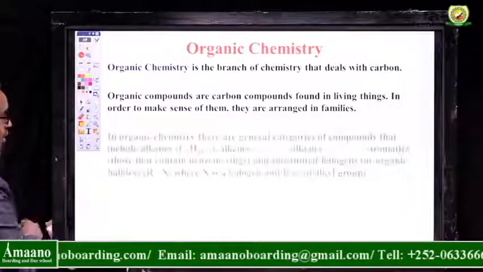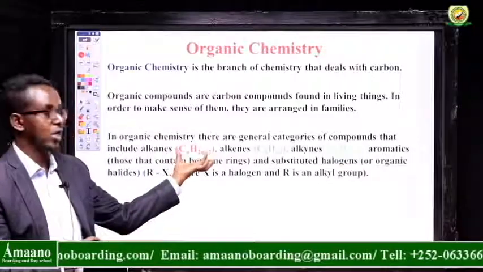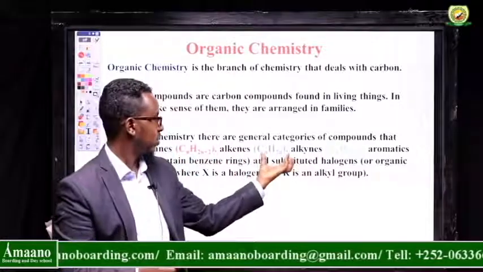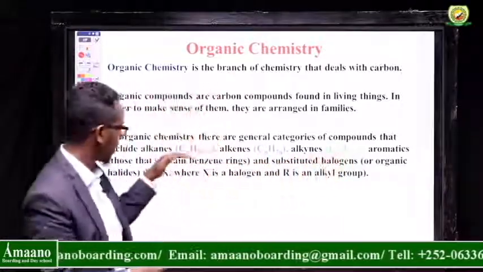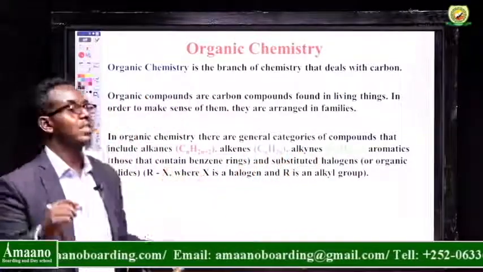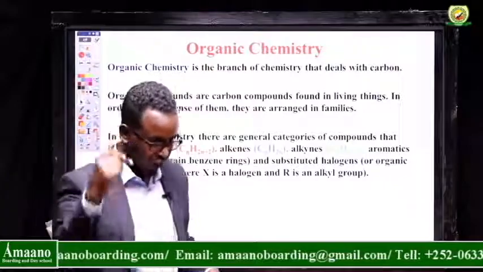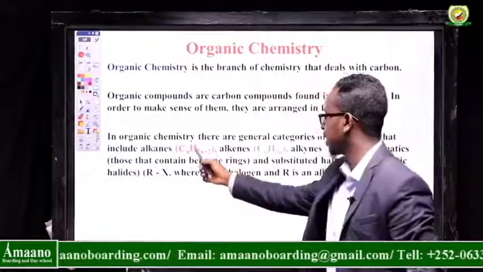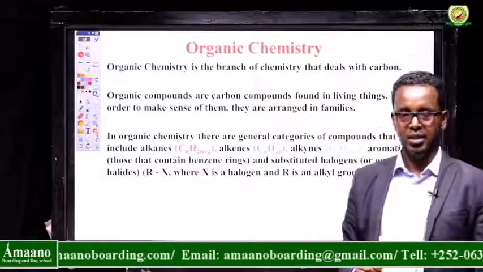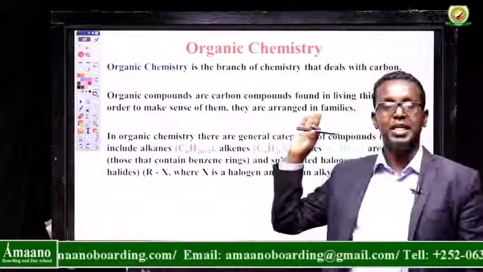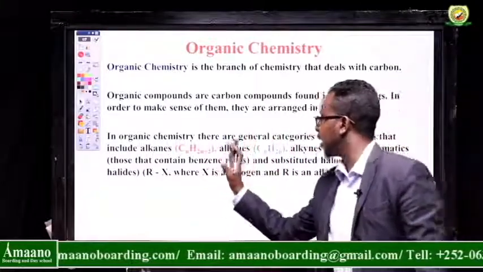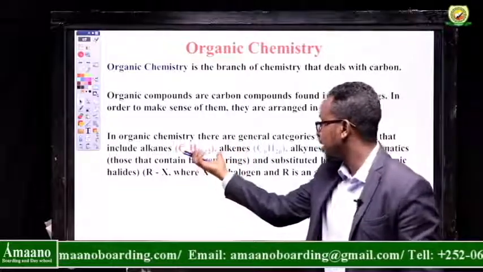Consider here. We have a general formula. This kind of formula is called a general formula or family formula. Consider these three different formulas. These three different formulas indicate three different families, three different groups. For example, if you consider this one, CnH2n+2, this indicates a family called alkane. So each group, each family, has a particular general formula.